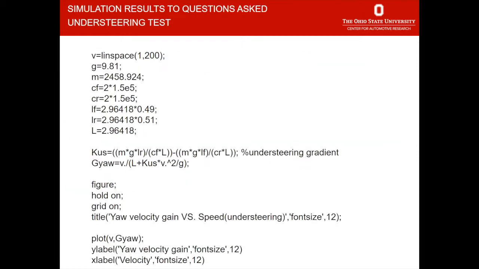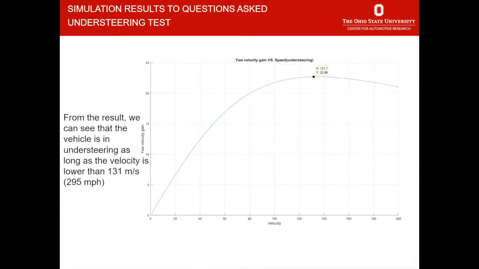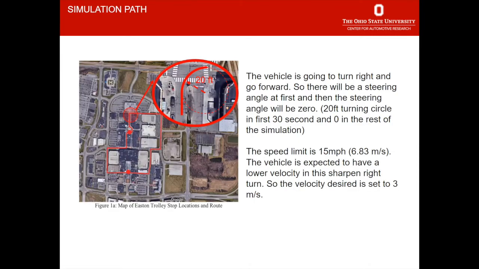Before the test part, the team simulated the yaw rate versus different speeds with this code. From the result, we can see that the vehicle can follow the steering as long as its speed is less than 295 miles per hour. So using this model, the team simulated a simple test path.